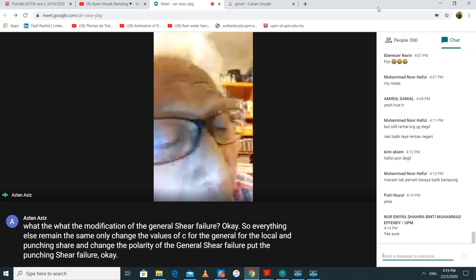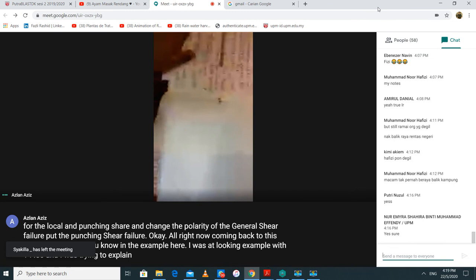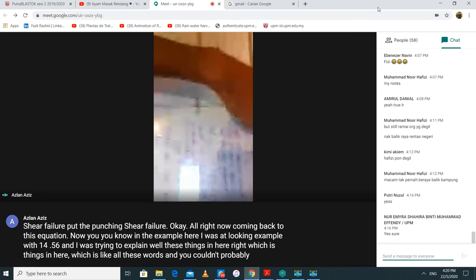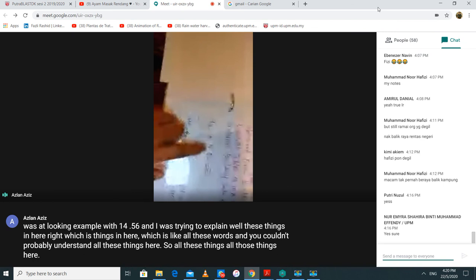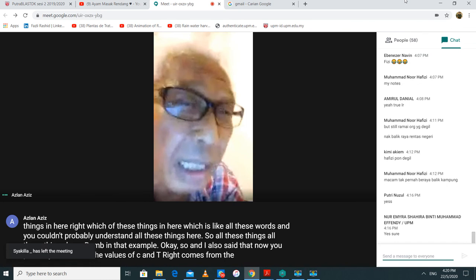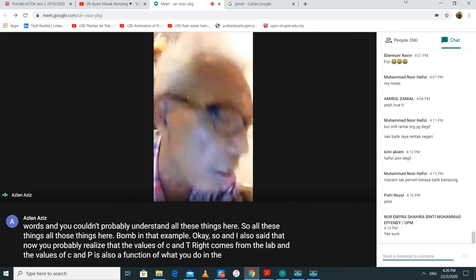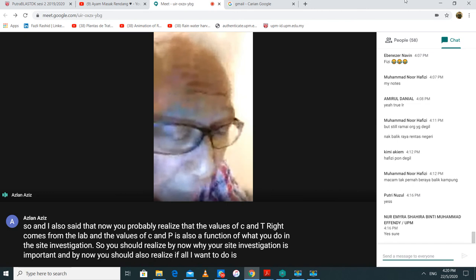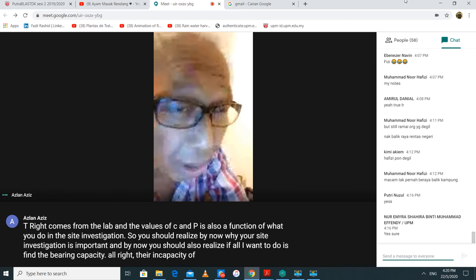Now, in the example here, I was looking at example 14.56 and I was trying to explain all these things, which are like all these words, and you couldn't probably understand all these things here. All those things here are found in that example. I also said that you probably realize that the values of c and phi come from the lab, and the values of c and phi are also a function of what you do in the site investigation. So you should realize by now why your site investigation is important. And by now, you should also realize, if all I want to do is find the bearing capacity of a building, all I need is c and phi, yes or no? That's all the equation I'm using.